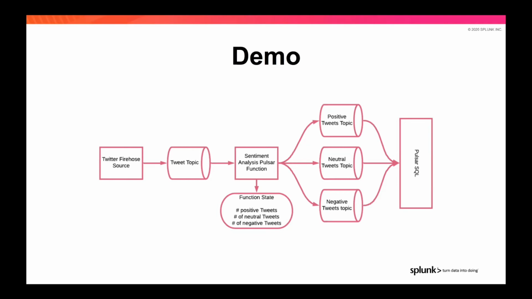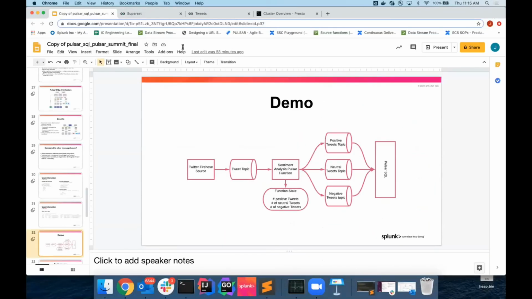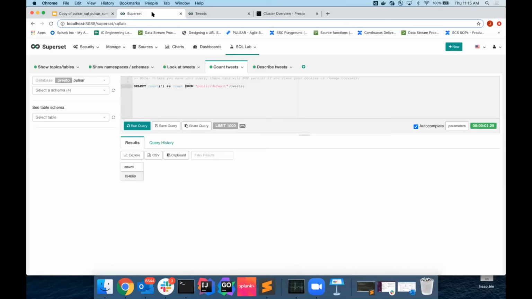And then I'll query that data from Pulsar SQL to explore the data, as well as do some dashboarding to see what the sentiment of tweets that people are tweeting right now is. So let me exit my presentation here. I already have the cluster deployed in the cloud, and I'm using a tool here called Superset. It's another Apache project that is quite useful and allows for a lot of nice dashboarding tools, as well as a nice SQL UI tool to run your queries.